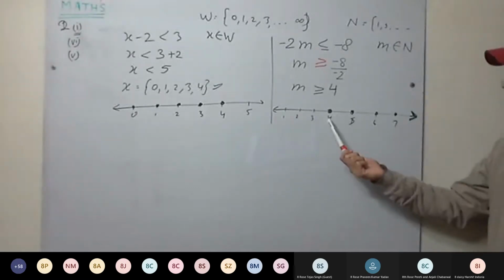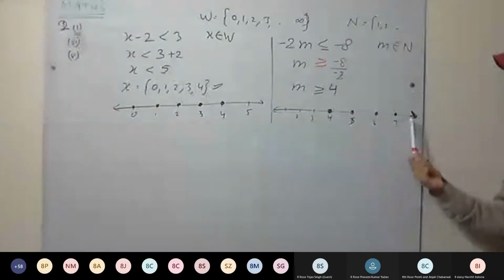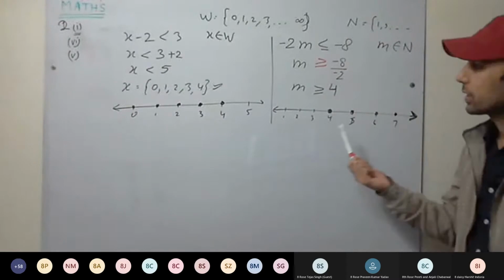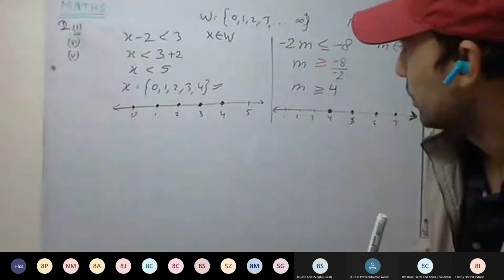Understood this one? So it represents 4 is there, 5 is there, 6, 7 up to infinity. It will continue 8, 9, 10, 11, 12, 13 and so on. Okay. Now the sixth one.